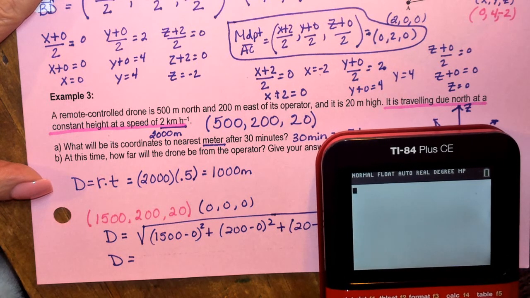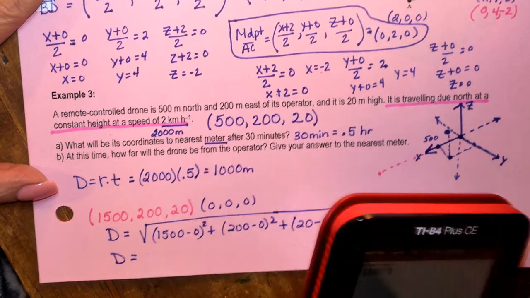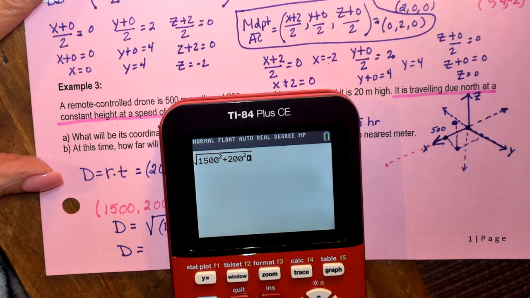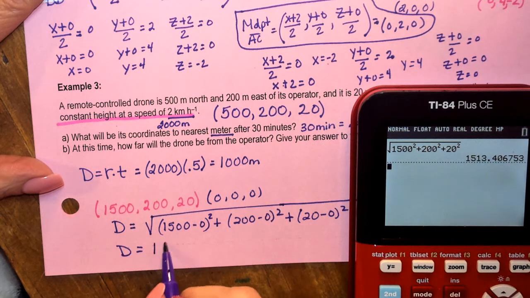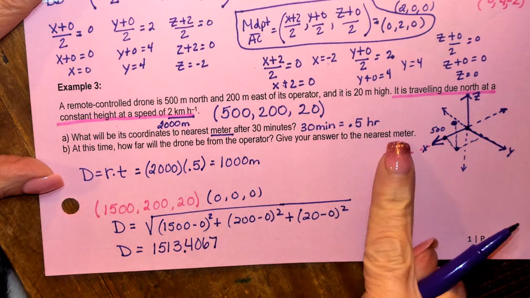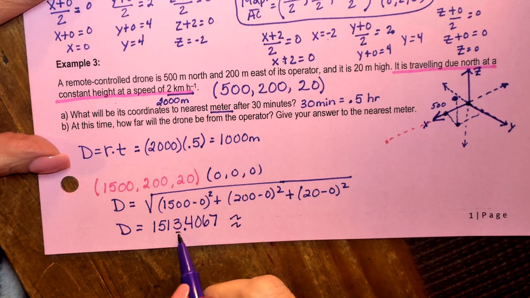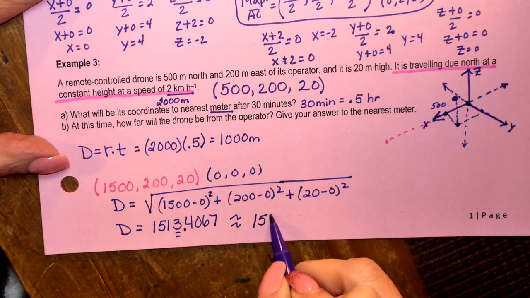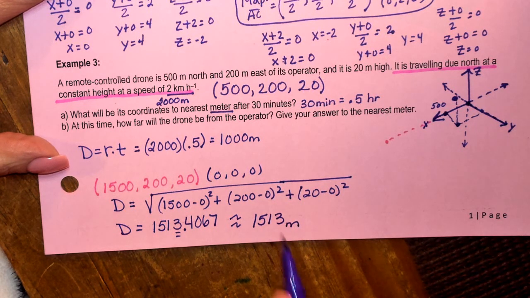Here we go. So I'm going to do the square root, and I'm going to do 1,500 squared, plus 200 squared. All right. That means this is 1513.4067. Okay. It wanted me to give your answer to the nearest meter. So to the nearest meter it would be 1513, because the 4 is not going to round up meters. That's the distance that it is from the operator now.